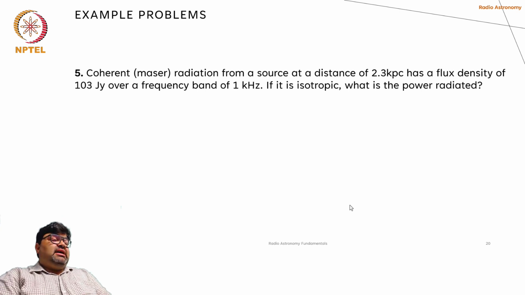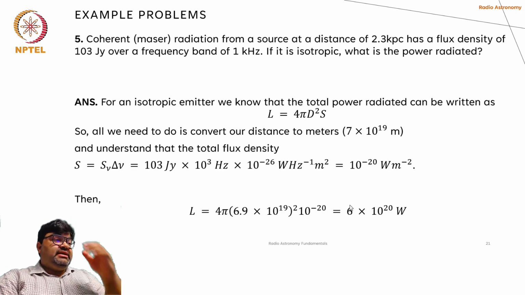Okay. Next problem is coherent measure radiation from a source at a distance of 2.3 kiloparsec has a flux density of 10^3 Jansky over a frequency band of 1 kilohertz. If it is isotropic, what is the power radiated? So we have given the distance of the source, the flux density is given, and a frequency band is given. It is told it is isotropic. So what is the radiated power?